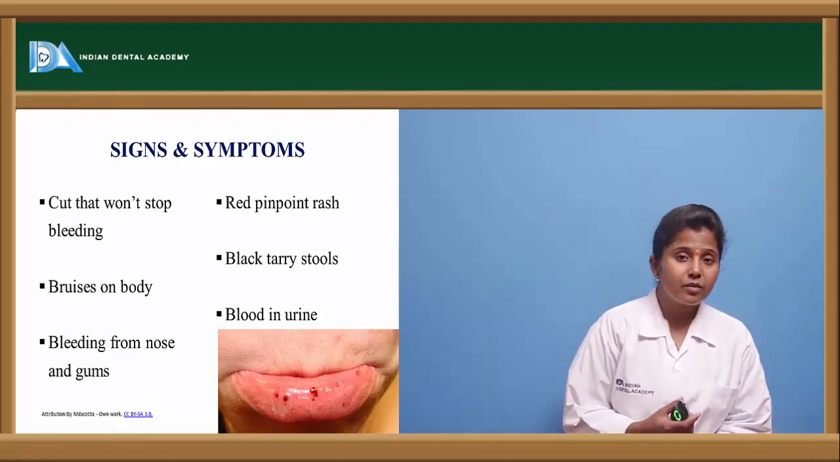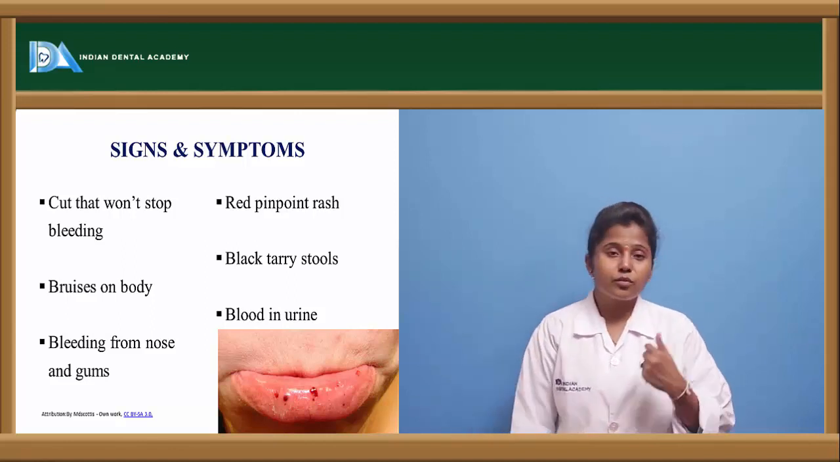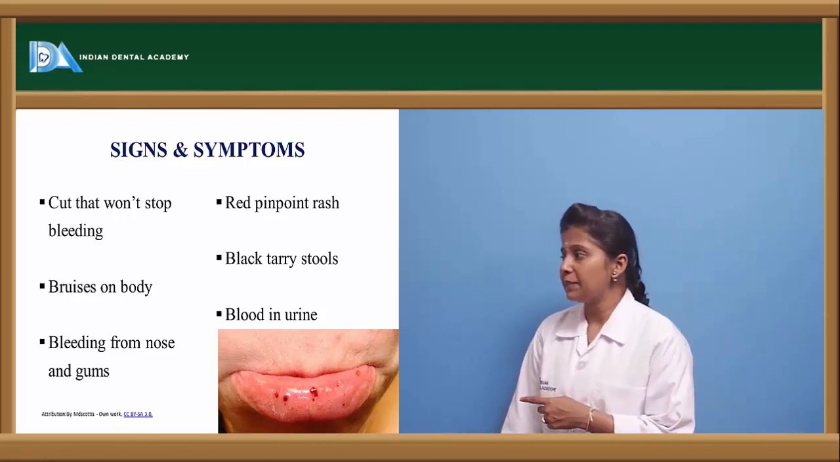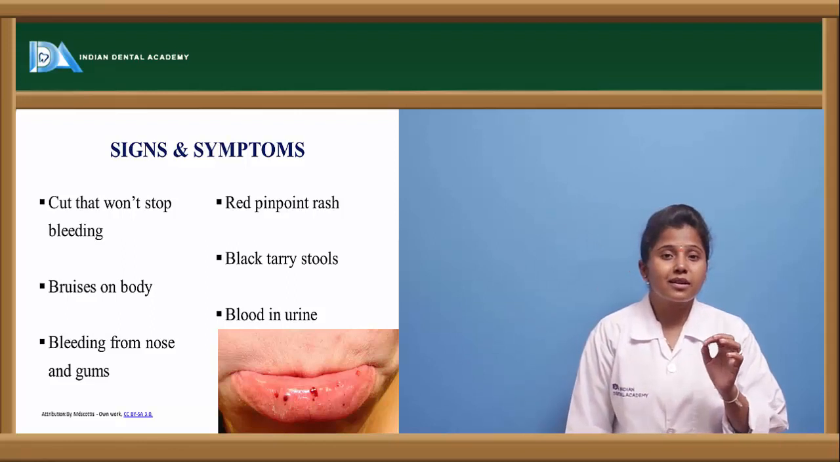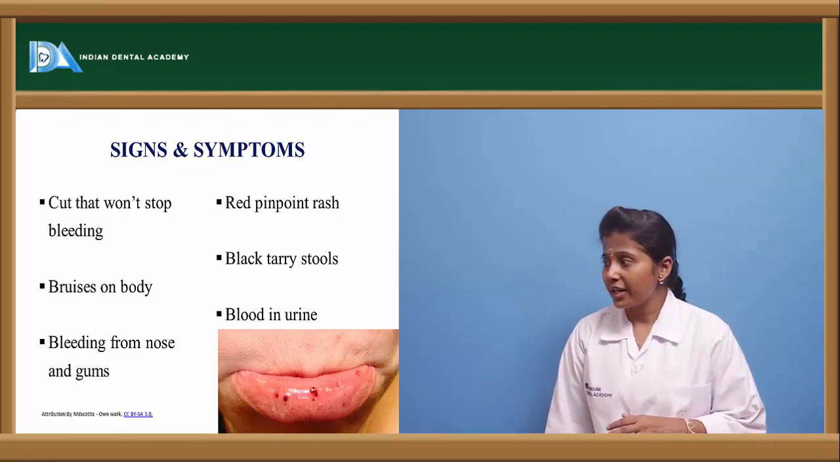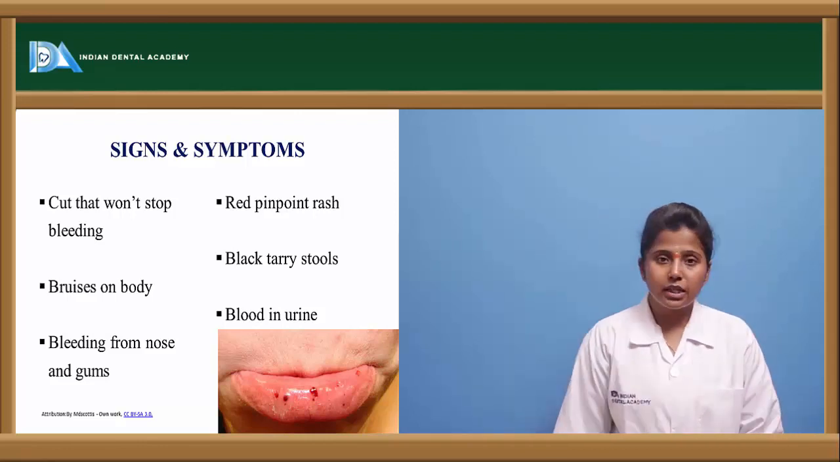There will be minor bruises on the body where the blood will be oozing out, and bleeding from the nose and gums. We can observe nose and gum bleeding, and red pinpoint rashes. We can see in the diagram that pinpoint red rashes are there. That's not blood actually, but a kind of rash, and also black tarry stools, and blood in the urine.